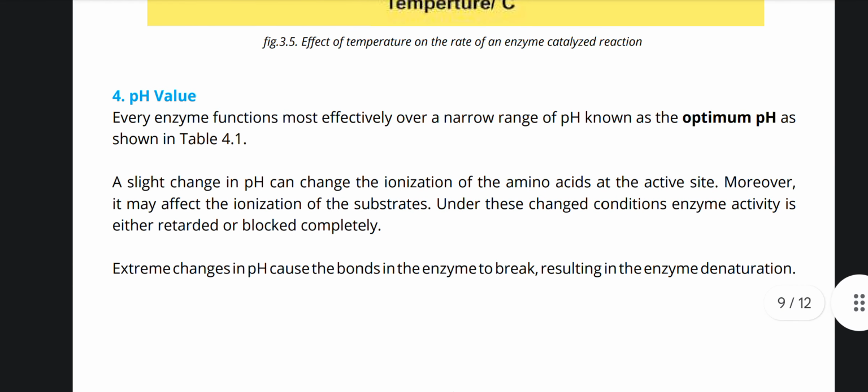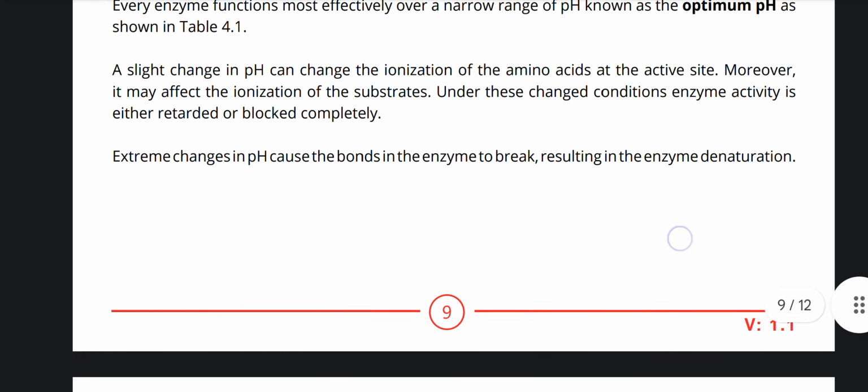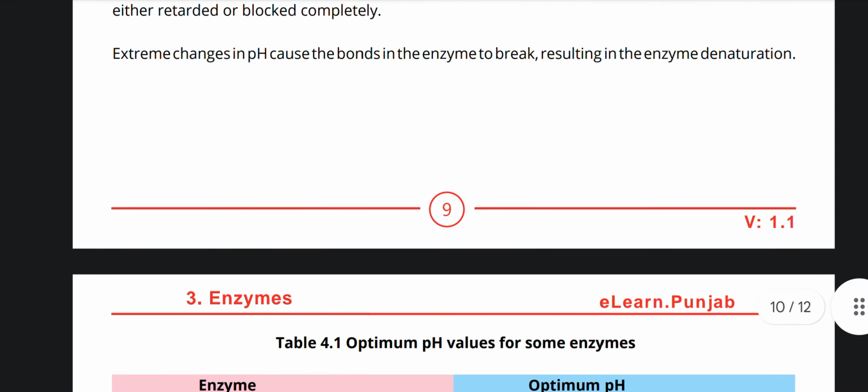Number 4. pH value. Every enzyme functions most effectively over a narrow range of pH known as the optimum pH, as shown in table 4.1. A slight change in the pH can change the ionization of the amino acids at the active site. Moreover, it may affect the ionization of the substrates. Under these changed conditions, enzyme activity is either retarded or blocked completely. Extreme changes in pH cause the bonds in the enzyme to break, resulting in enzyme denaturation.